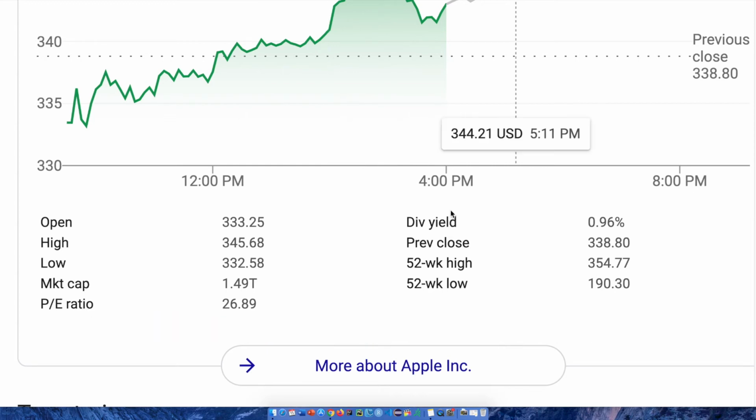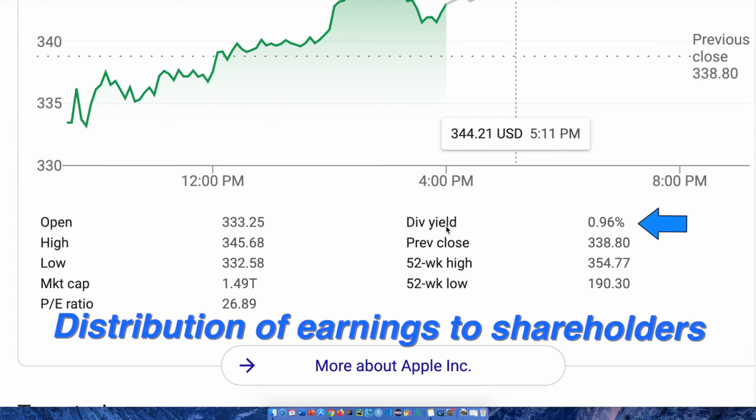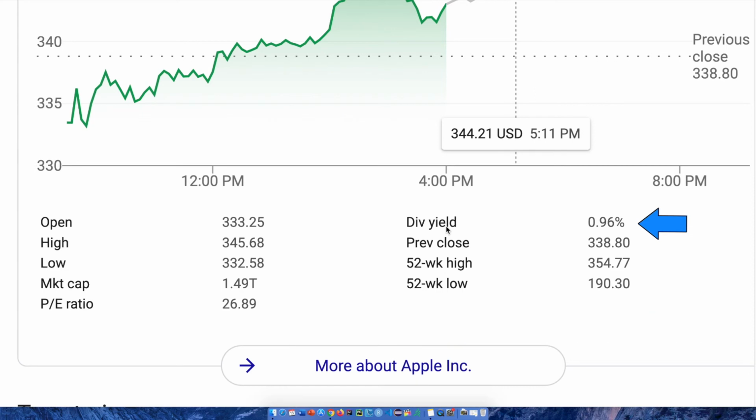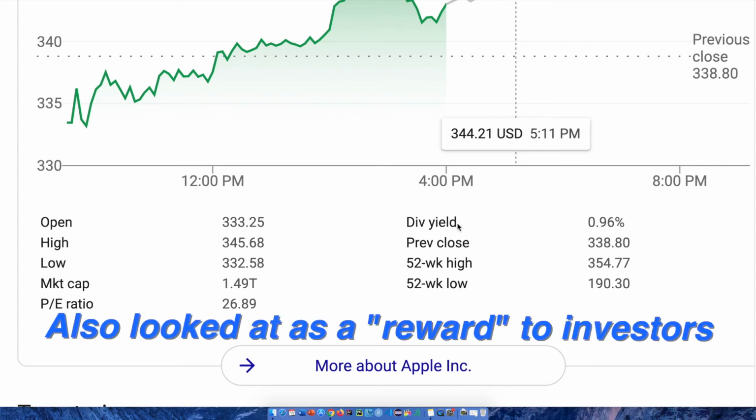So to the right of that, we have a dividend yield, which is 0.96%. So a dividend is essentially just a distribution of a portion of the company's earnings, which is actually given out to investors, usually on a quarterly basis, but this could be either quarterly, semi-annually, or even annually, depending on the company. So as you can see for Apple, this is 0.96% of earnings, which is actually paid out to investors. So a dividend can also be looked at as a payment that is made from the company as a reward to investors for actually investing their money into that specific business.